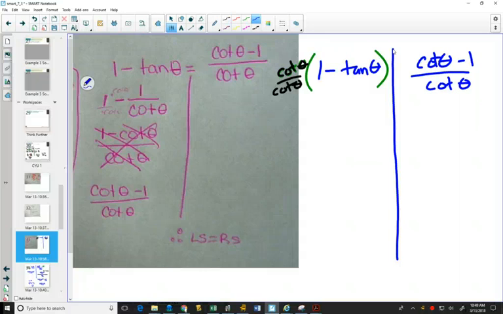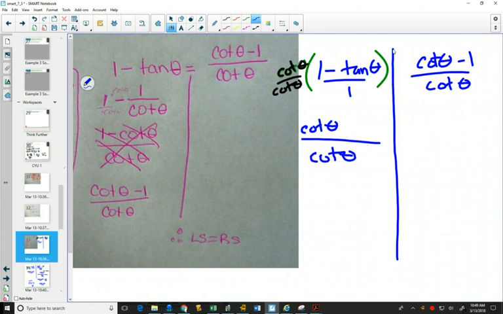Now when I multiply this, because this would be over 1, can you see that I would get a cotangent on the bottom? And cotangent times 1 is cotangent. And cotangent times tangent is 1. And that also solves it in one step. So there's many different proofs that you can use for the same one.